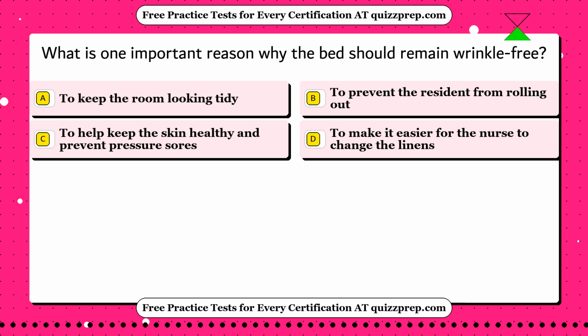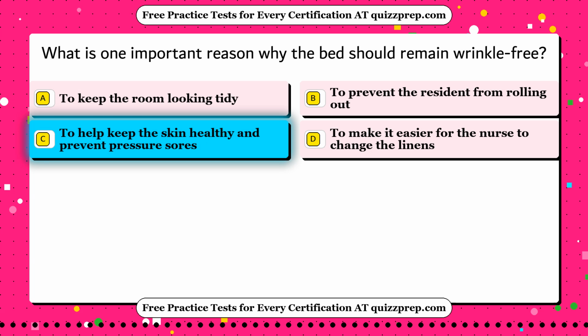Question 81. What is one important reason why the bed should remain wrinkle-free? Option A, to keep the room looking tidy. Option B, to prevent the resident from rolling out. Option C, to help keep the skin healthy and prevent pressure sores. Option D, to make it easier for the nurse to change the linens.